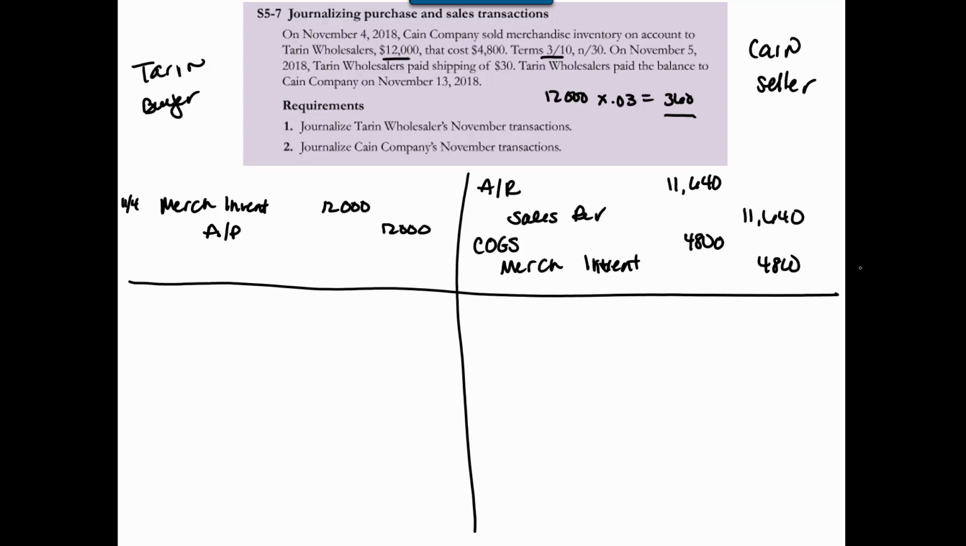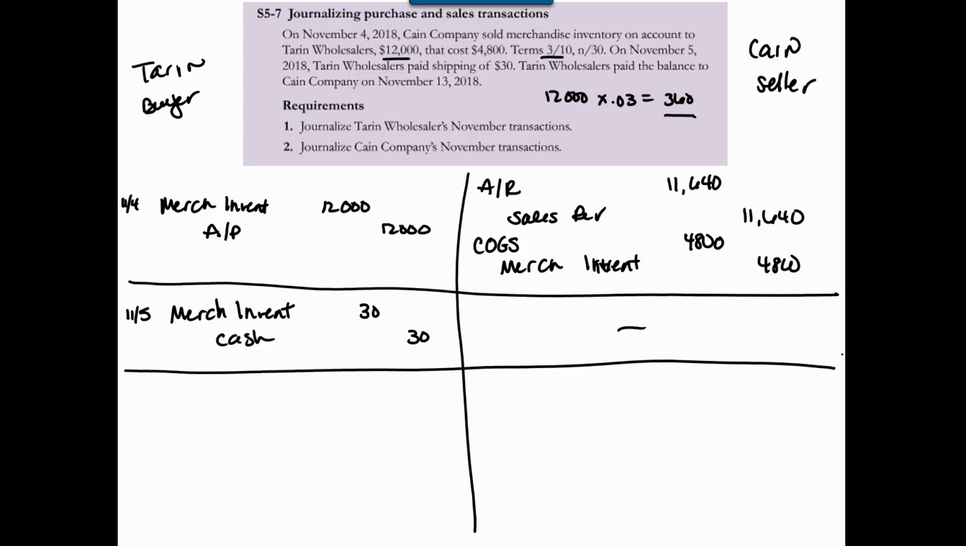The second thing they had was on November 5th, Taryn wholesalers paid shipping of $30. They're the buyer, so for the shipping, they just put it right to merchandise inventory. If it was the seller and he was paying to send it, then he would count it to delivery expense. But the buyer just puts it on merchandise inventory, and we'll just assume they paid cash for that. The seller doesn't have to do anything with this transaction.